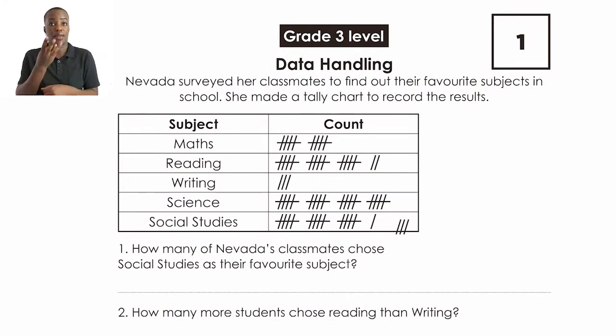On page 6, we are starting with data handling. Now, data is a type of information that has been put together and needs to be read. In this data, we are told that Navada surveyed her classmates to find out their favorite subject in school. She made a tally chart to record the results. Now there you can see that this is a tally chart, where on one side we have all the subjects and on the other side we have count. We already know what the subjects are, but we're not sure what count is.